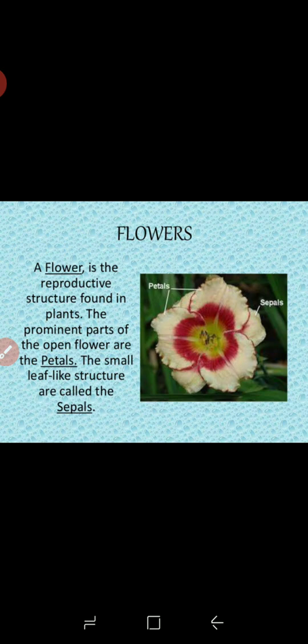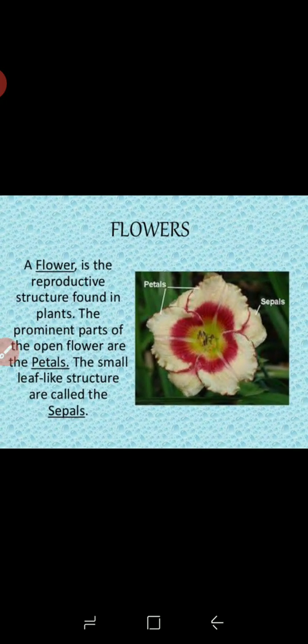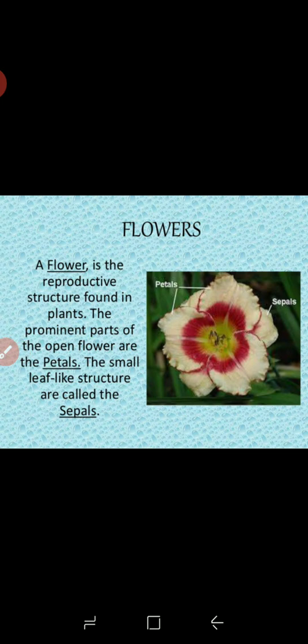Then flowers. A flower is the reproductive structure found in the plants, and the prominent parts of the open flower are the petals and the small leaf-like structures called the sepals. As you know, the function of leaves is to produce food, but what is the function of flower? They have reproductive organs, that is they can bear fruits. So these are the structures of flowers.